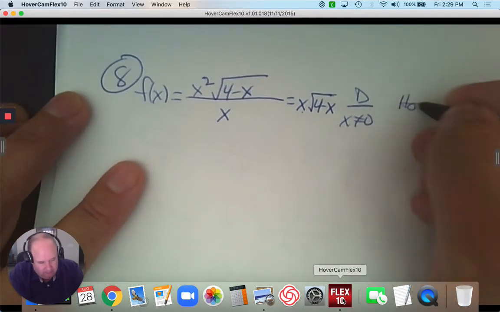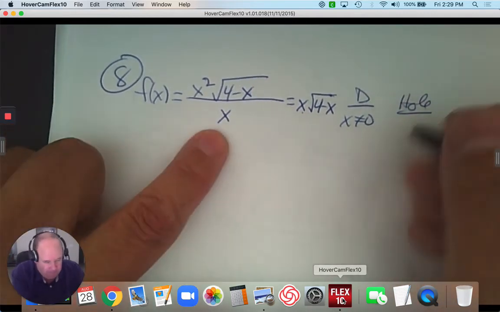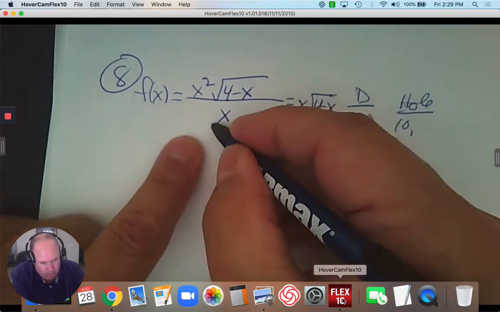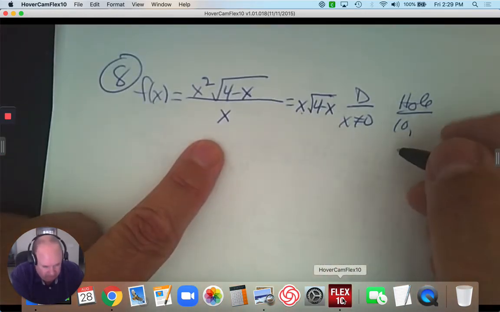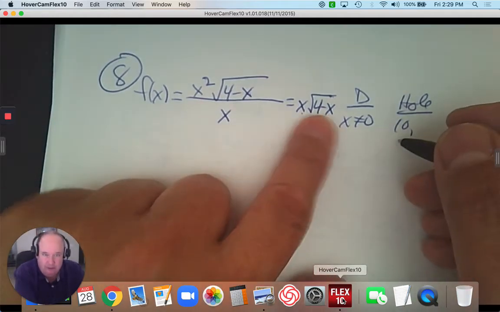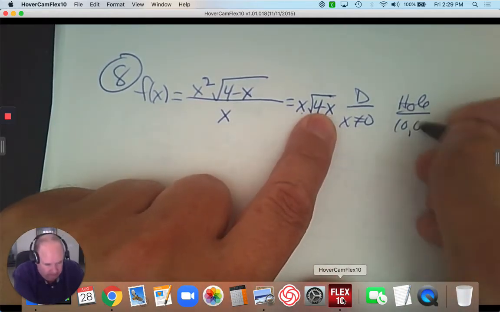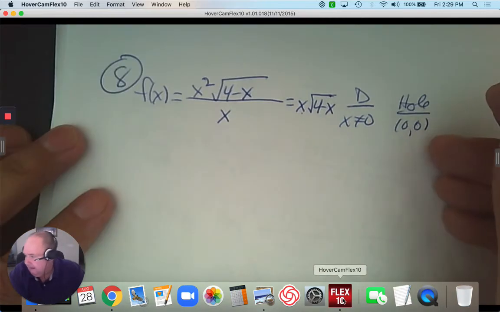So because something was removed from the bottom, it creates a hole. What was removed was x. Make it equal to 0. That's the hole at 0. If I put 0 in here, 0 times the square root of 4 is 0. So there's a hole at 0, 0.